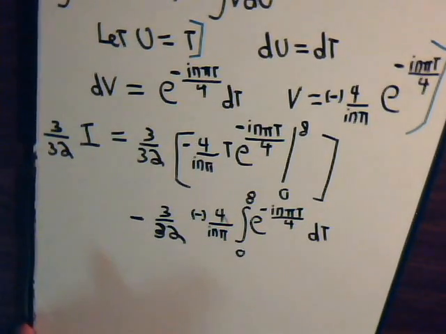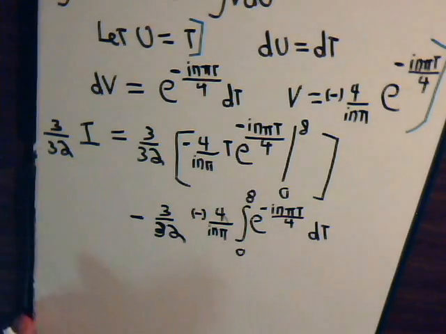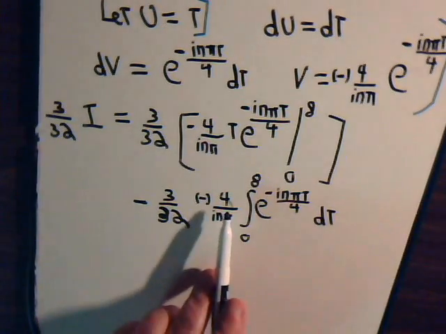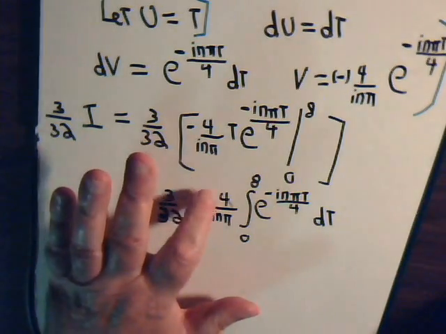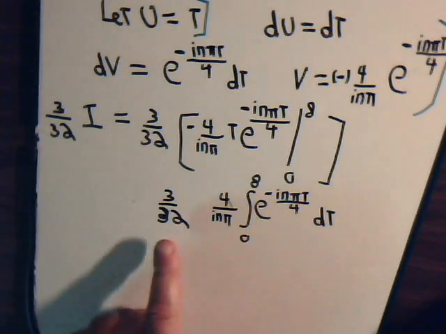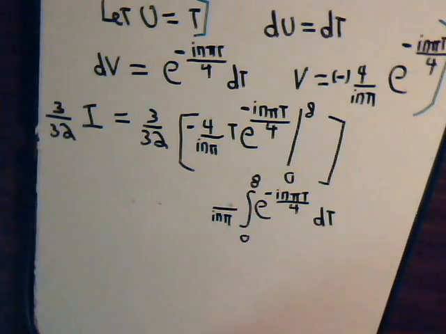Okay, let's just look at this part so we can get this thing integrated. So we have minus, minus, that makes this plus. So we have plus, and 4 goes into 32 8 times. So we have 3 eighths.